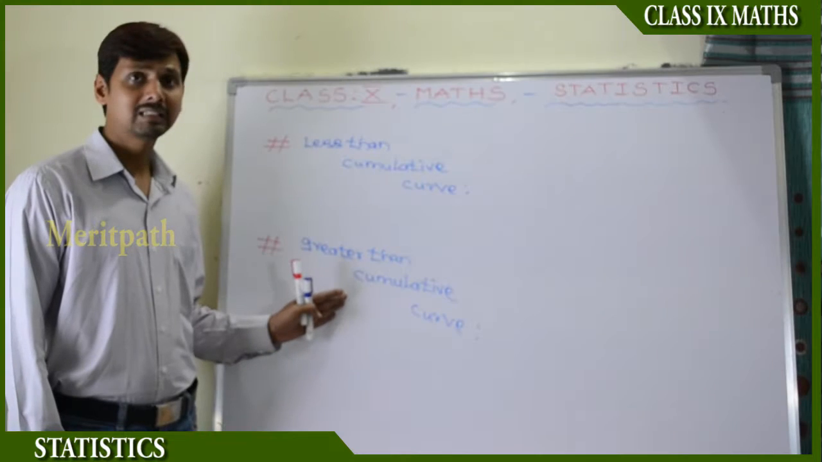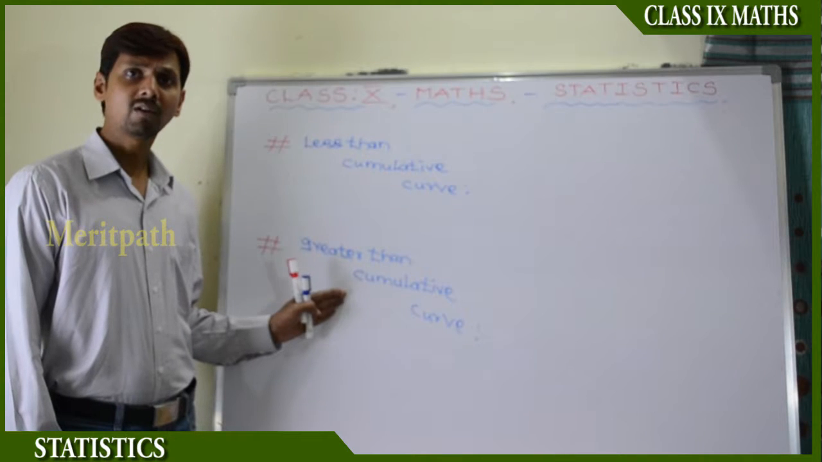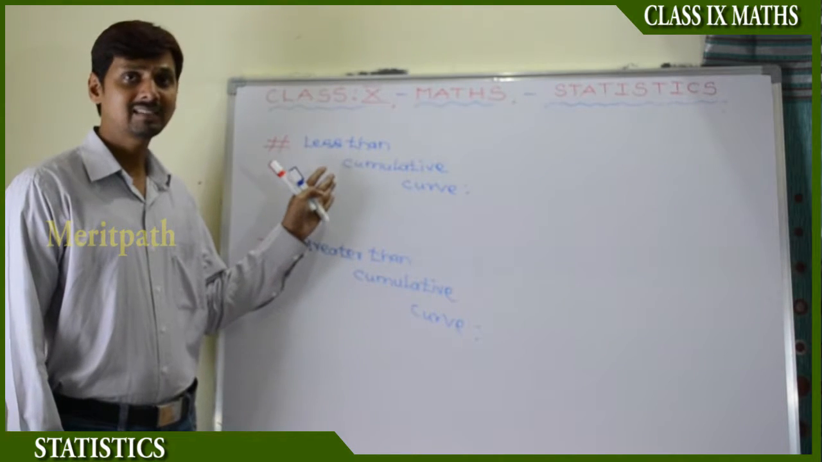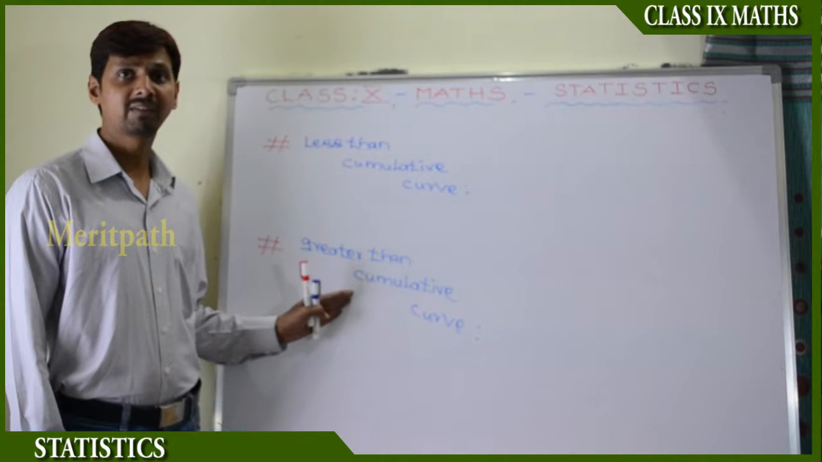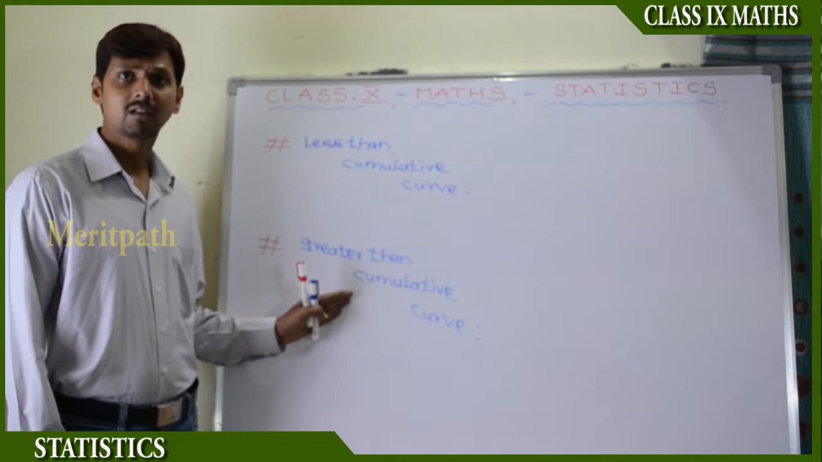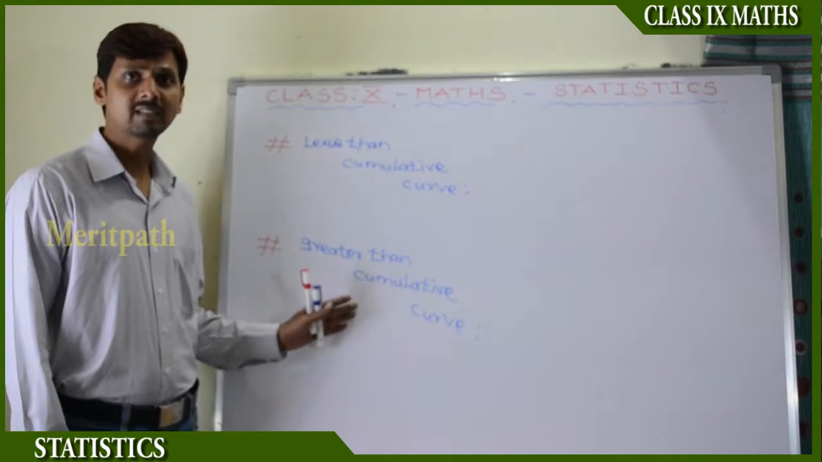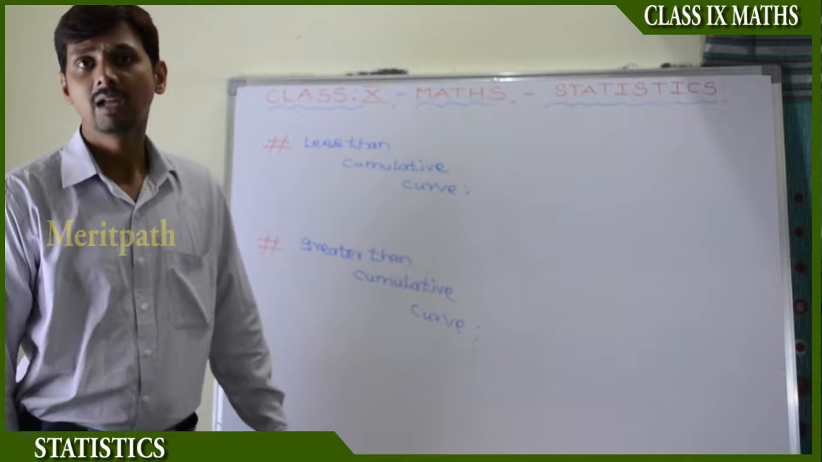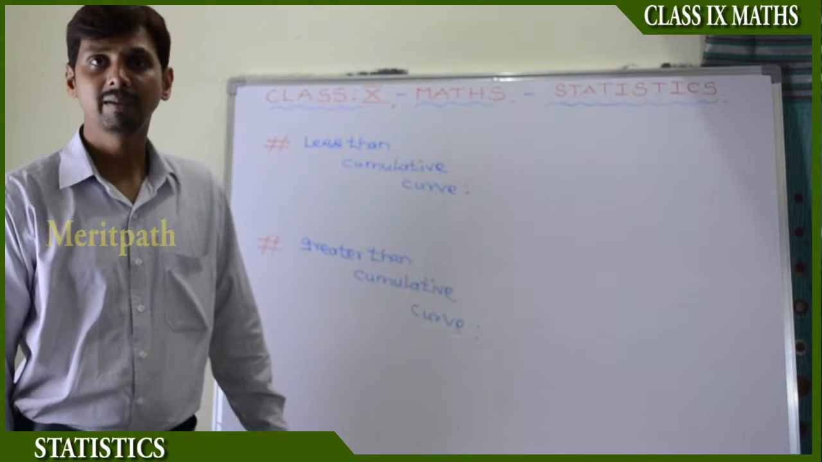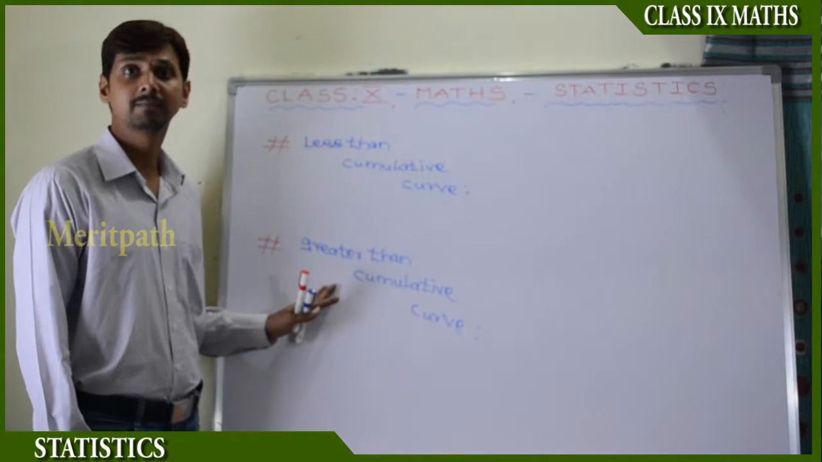And then for the greater than cumulative frequency, we'll use the lower boundaries, and in the less than cumulative frequency we have used upper boundaries. Now for the greater than cumulative frequencies, we will use lower boundaries and the frequencies, and using these two we'll plot on the graph. Then we'll join all the points, and we'll get the curve. That curve is called the greater than cumulative frequency.